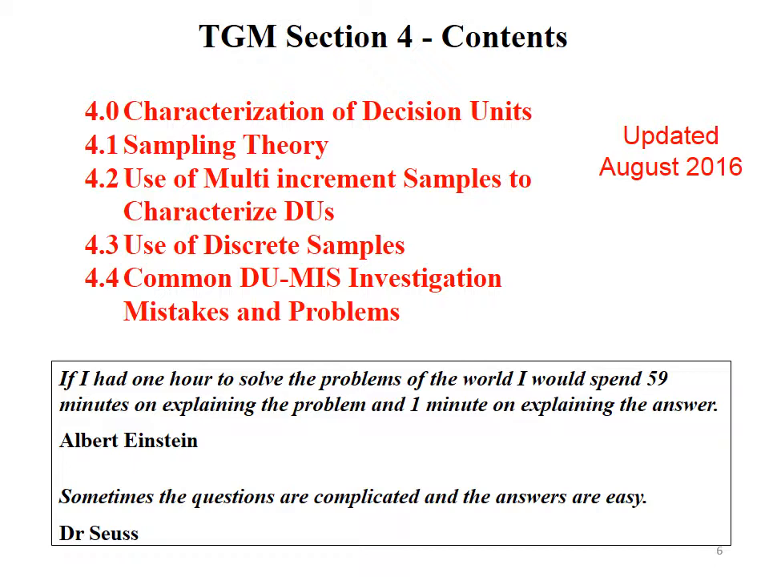So I like to quote Albert Einstein, "If I had 1 hour to solve the problems of the world, I would spend 59 minutes on explaining the problem and 1 minute on explaining the answer." That's really a key part of this whole process and this transition from discrete sampling methods into multi-increment sampling methods. The first step is to understand the problems with discrete samples and the unreliability of discrete sample data before you move on to alternative methods to improve the way you do site investigations with multi-increment sample investigations.